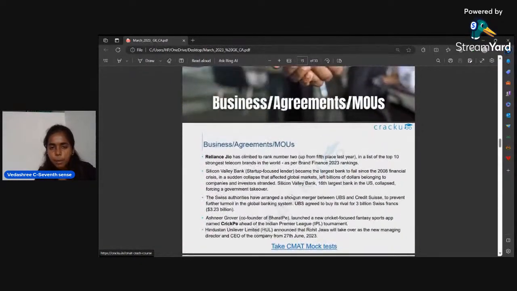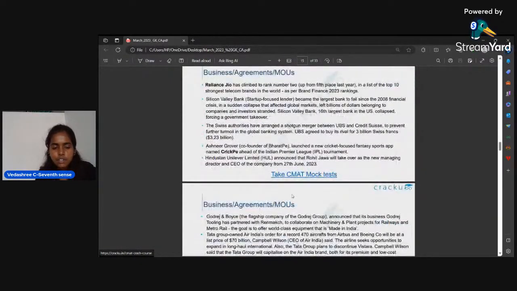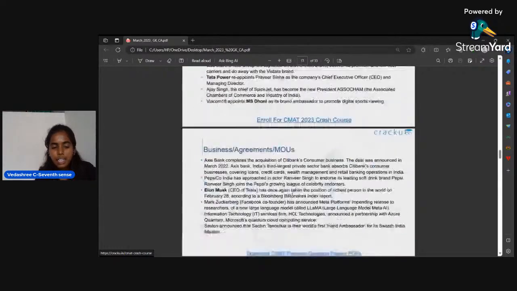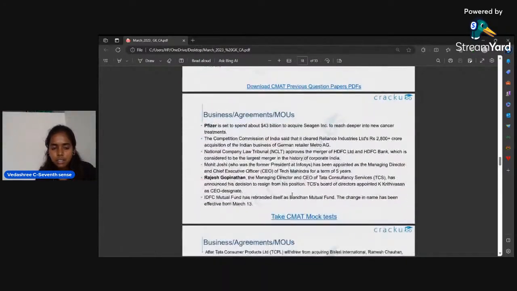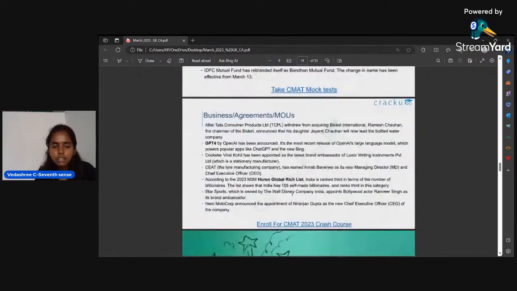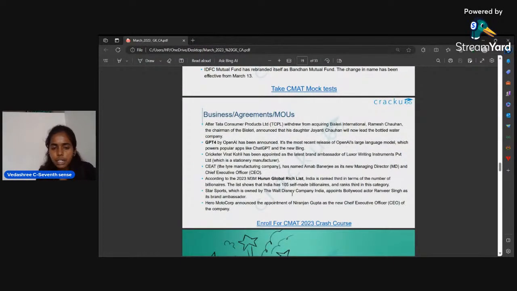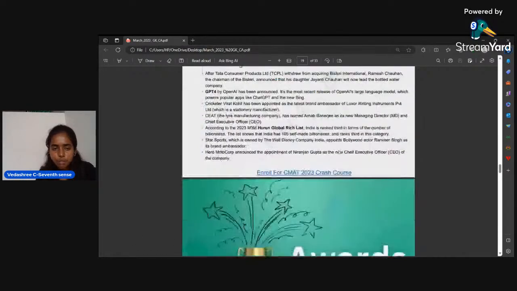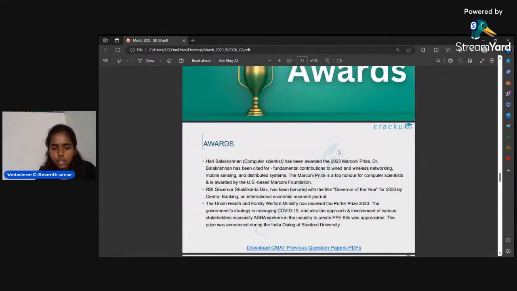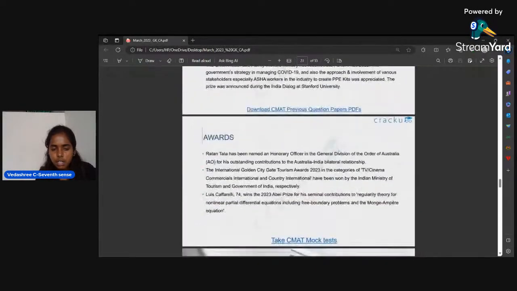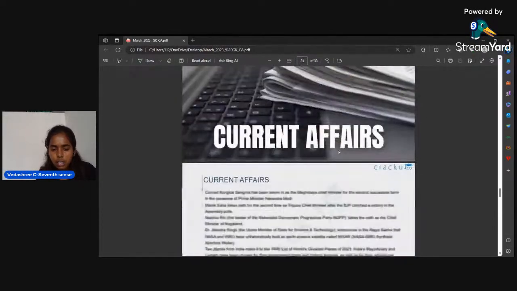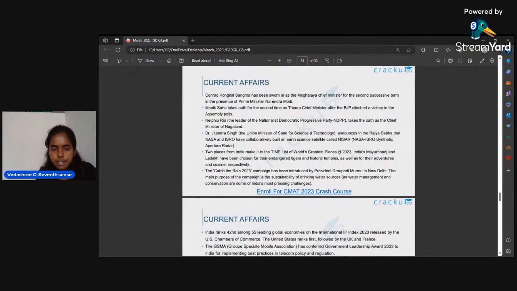And this is related to business, that is Reliance Jio, then Tata. This is related to GPT-4, that is OpenAI, ChatGPT. Here are some awards, then current affairs.